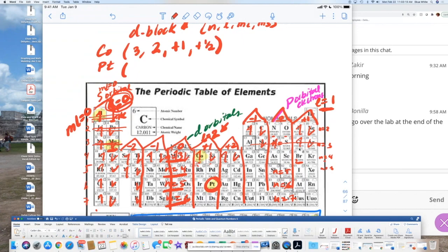Platinum. Oh, platinum is also in M sub L of +1. Okay, let me start from the beginning. Platinum is energy level 5 right here. Platinum is L is 2. Platinum is also +1. But platinum this time is the second electron, so -1/2. Okay, once you get the hang of this, practice, it's really not that bad.